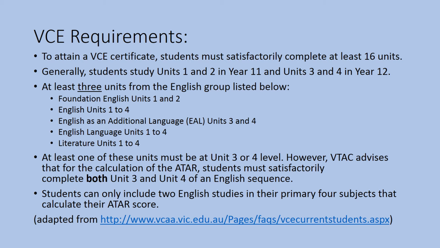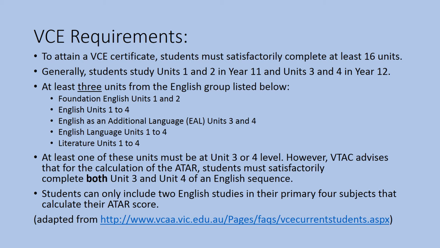The reason why English is so important within the VCE certificate is that to attain a VCE certificate, students must pass a minimum of 3 units, and they're allowed to select these from any of the English subjects. So the majority of students probably, as we can see, would choose English Units 1, 2, 3 and 4. If they did fail one of these units, they would still be able to attain their VCE certificate, but they would have to ensure that they pass the other 3 units.